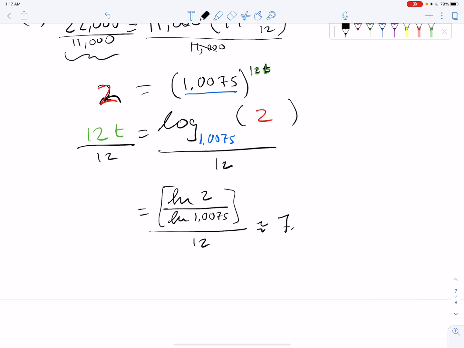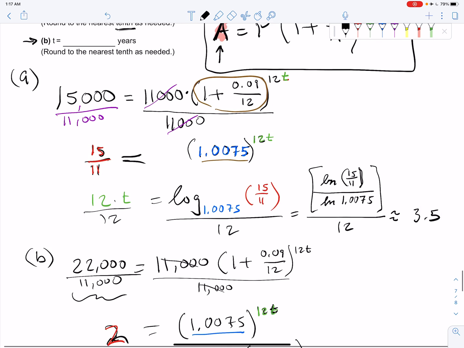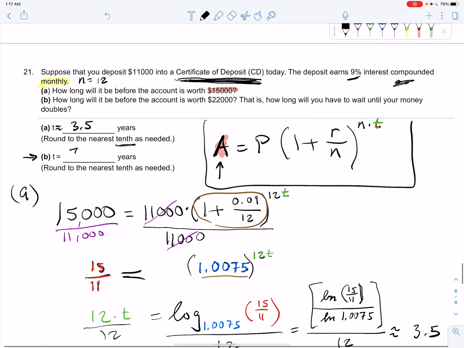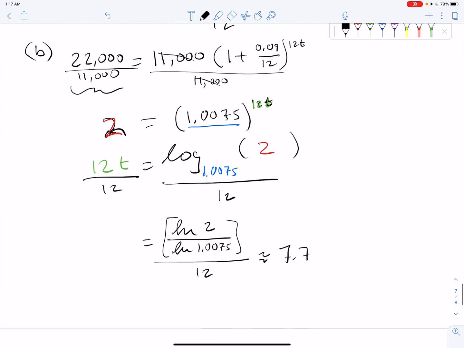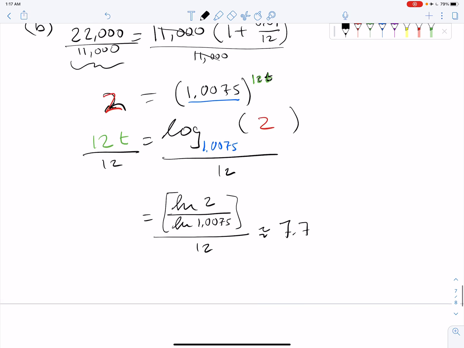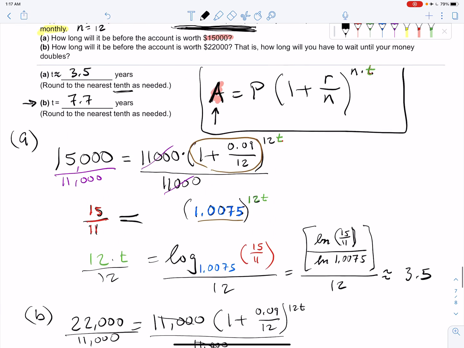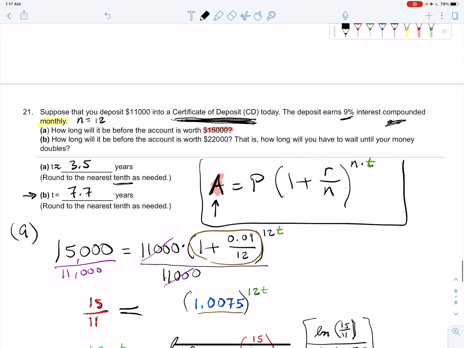Approximately 7.7 years. So under this same situation, it took 7.7 years to double my money. Okay, and I think that's going to do it for us. And that's our finishing touch on our talk about the stock market and CDs.